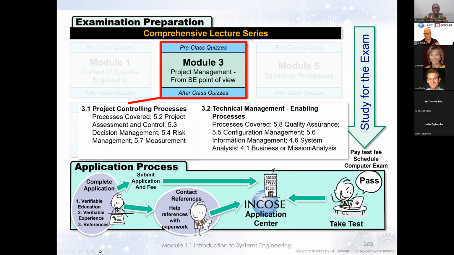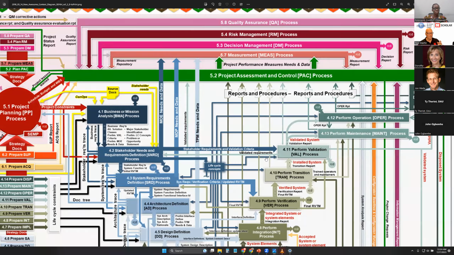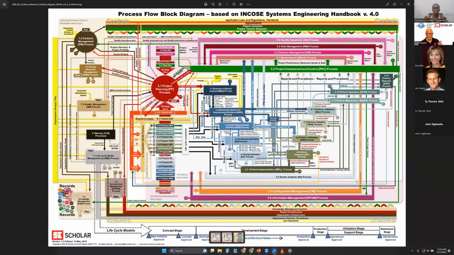So basically, one more time, we will cover everything that's surrounding the technical measure. Module 3 next week will get you to the point where, oh my gosh, we're going to start technical processes soon. When we get to module 4, we'll start covering the technical processes. So it's a long slog, you know.